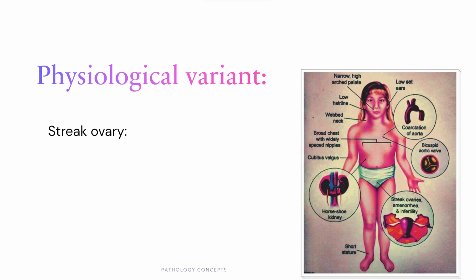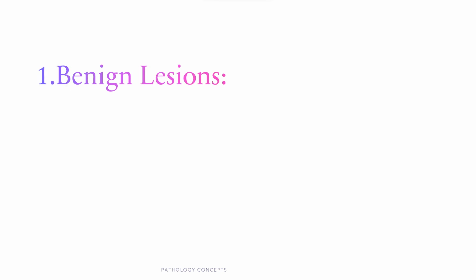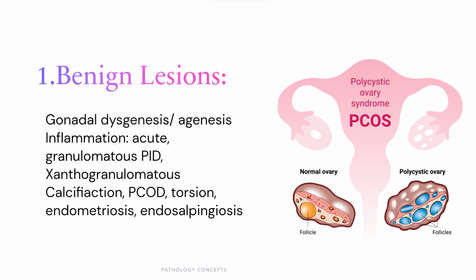In patients with Turner syndrome who have streaked or atrophied ovaries, the ovaries start developing and functioning normally, but ovarian tissue will soon begin to degenerate before birth. Instead of having over 2 million oocytes, the patient with Turner syndrome will have markedly fewer oocytes. Now let's learn about benign lesions of the ovary. Gonadal dysgenesis or agenesis. Inflammations like acute inflammation, granulomatous pelvic inflammatory disease, xanthogranulomatous inflammation, calcification, PCOD, torsion, endometriosis, endosalpingiosis.